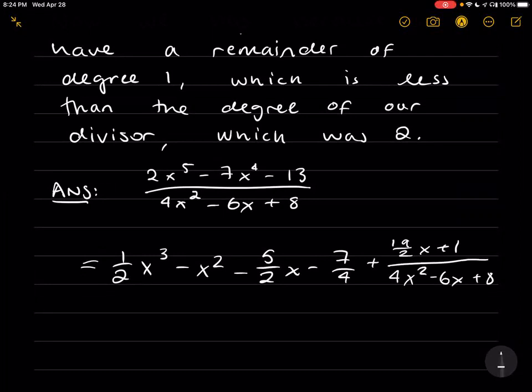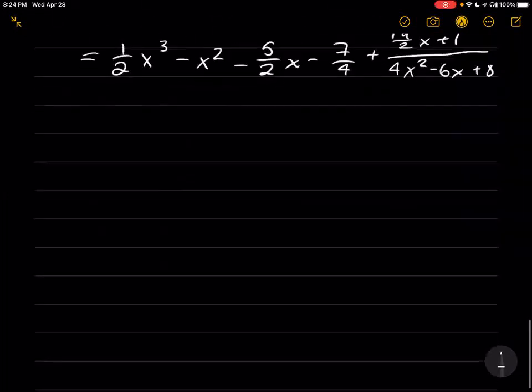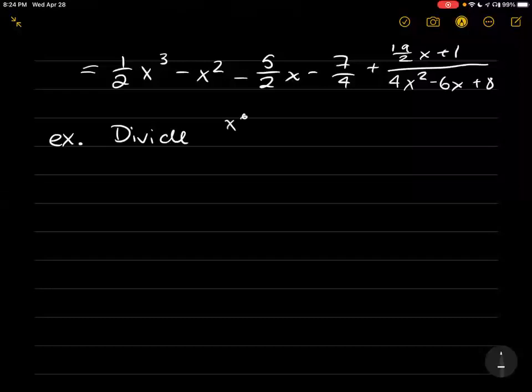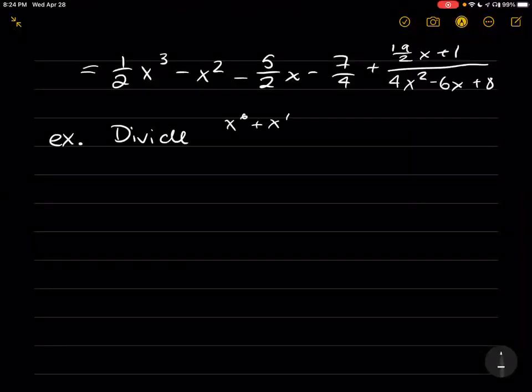Okay, let's go ahead and take a look at one more example because this stuff's pretty important. And it can get kind of weird sometimes. So let's do one more. Let's divide x to the 6th plus x to the 4th plus x squared plus 1. Let's divide that by x squared plus 1.